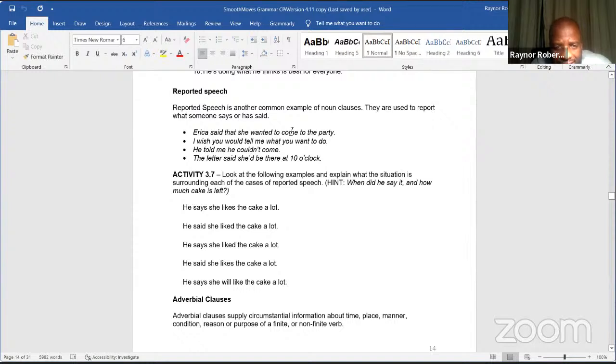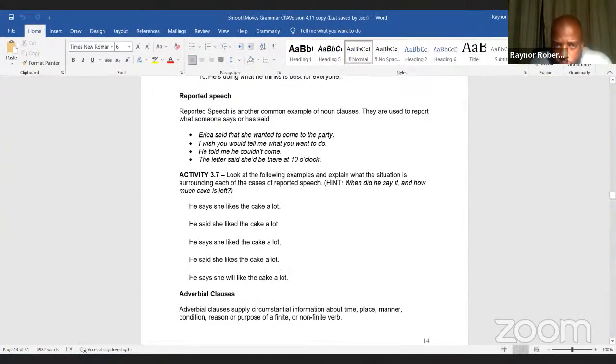He says she likes the cake a lot. When did he say it? He says she likes, but he said all the time. It's a non-finite verb, isn't it? Says. We call it habitual. Habitual.